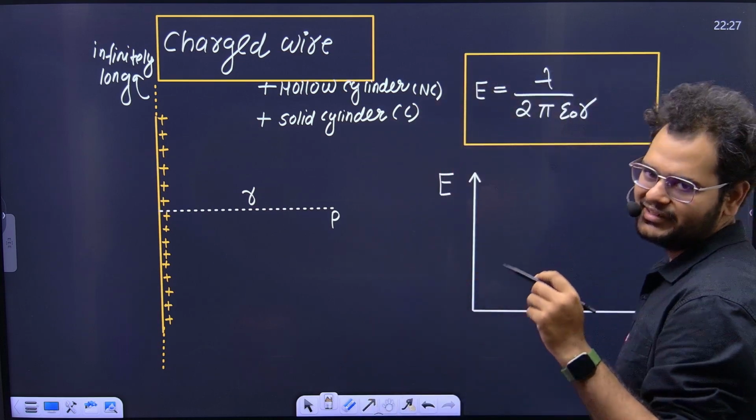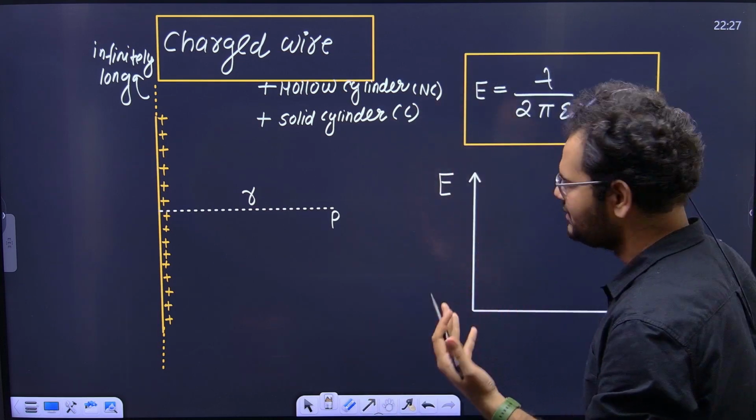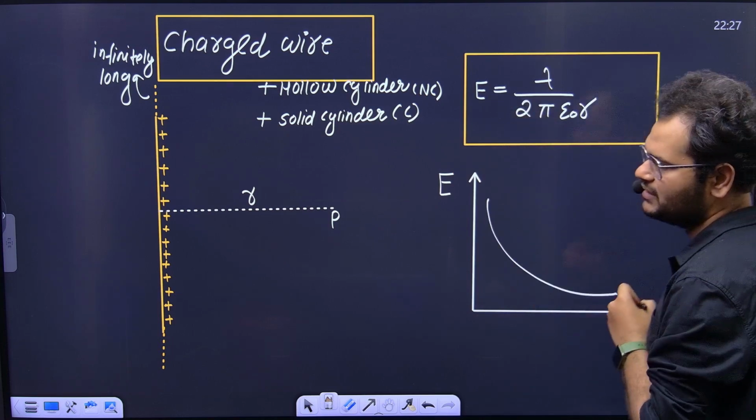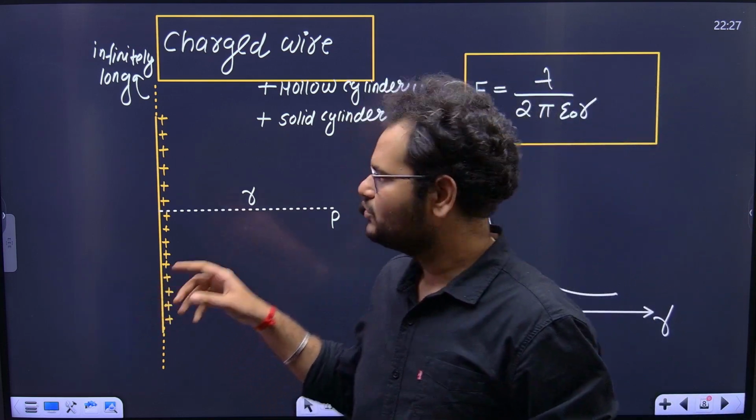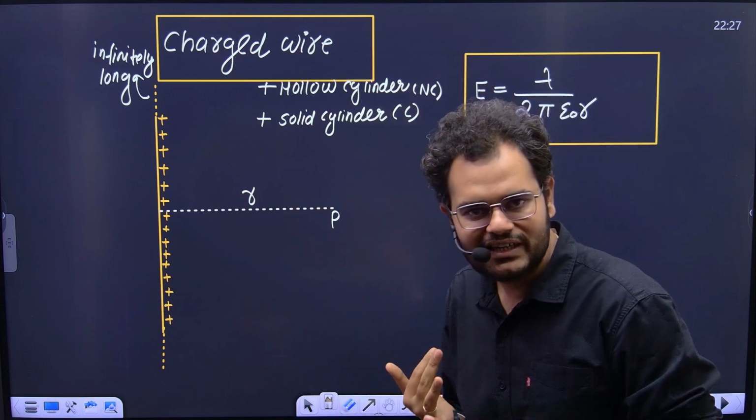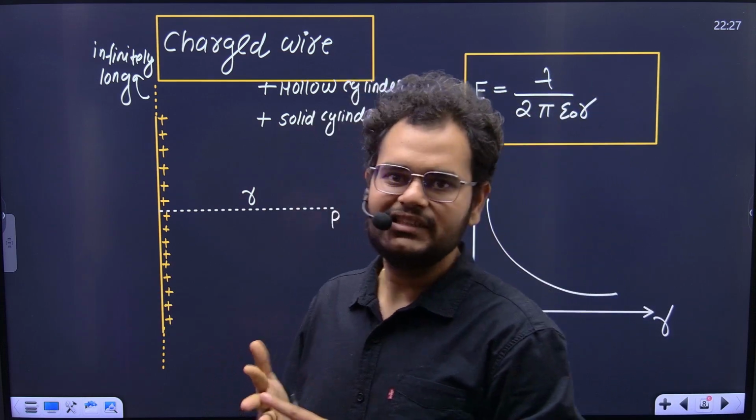The graph is important here because sometimes they ask in MCQ. Can you see that it is a rectangular hyperbola? Absolutely. So the graph is like this. Done. So only one formula and one graph for what you are going to use: hollow cylinder, metallic solid cylinder and charged wire.